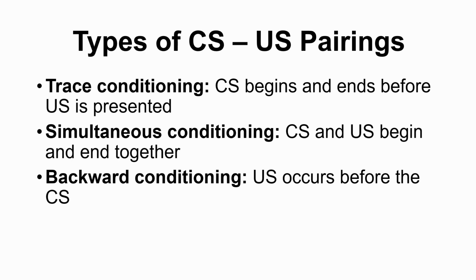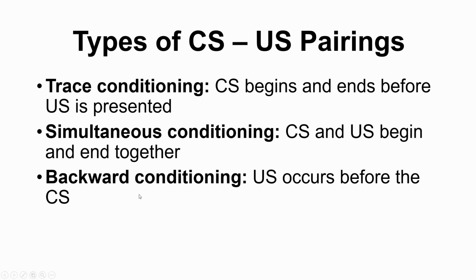And then the last one is backward conditioning, which is probably one of the easiest to remember. I guess simultaneous is pretty easy too, but backward conditioning is basically the opposite of our other ones. This is when our unconditional stimulus occurs before the conditional stimulus. So instead of ringing the bell and then giving the dog food, you would give the dog food and then ring the bell. From that description, you might think that this might not be the most effective form of pairing, and you would absolutely be right.